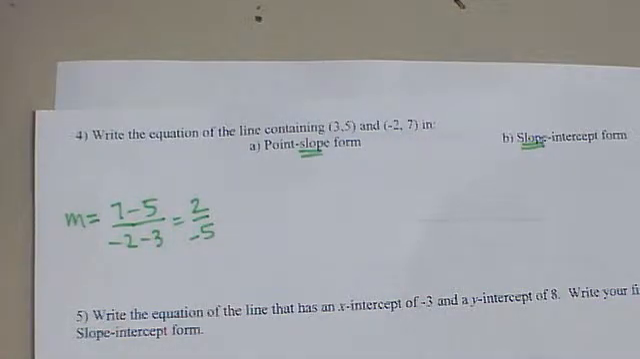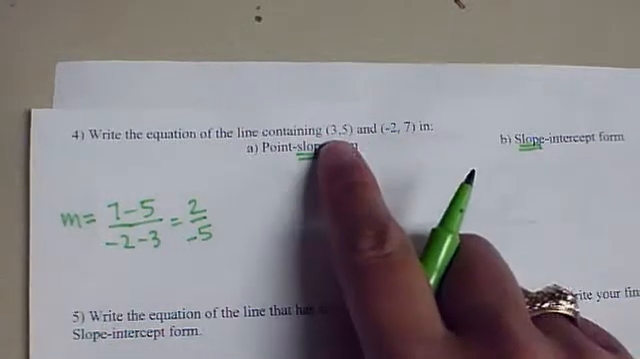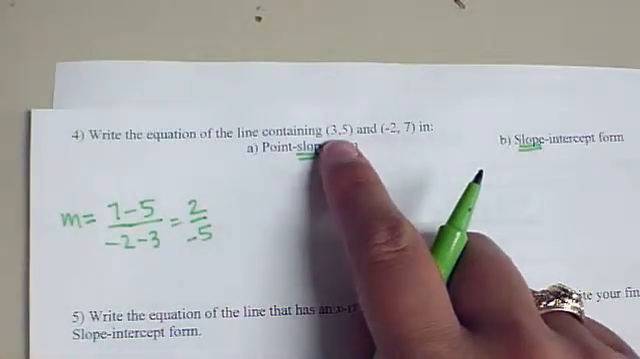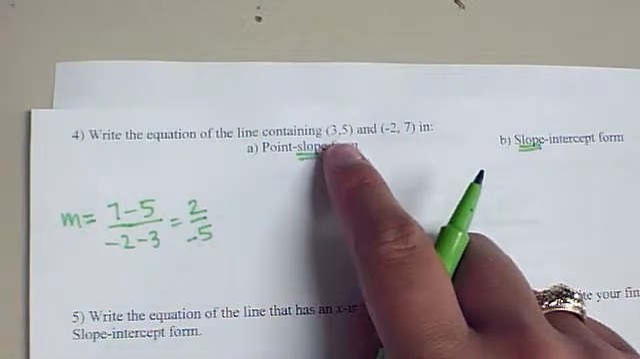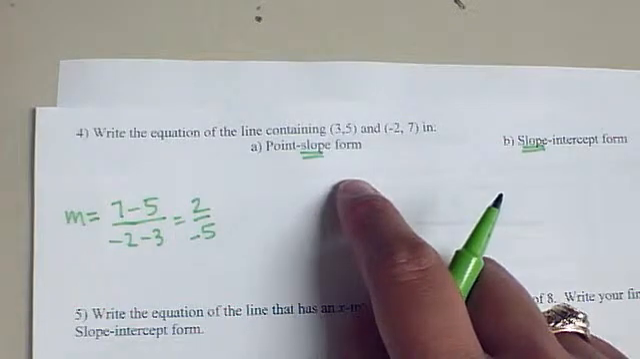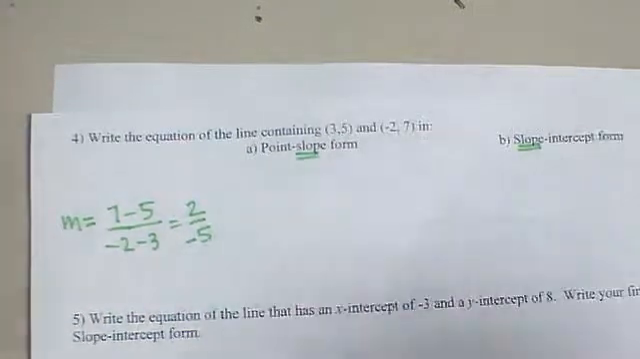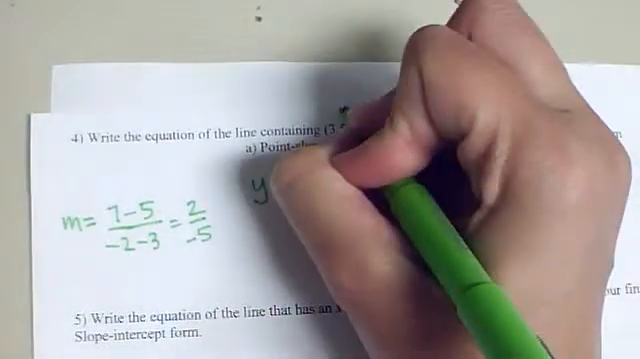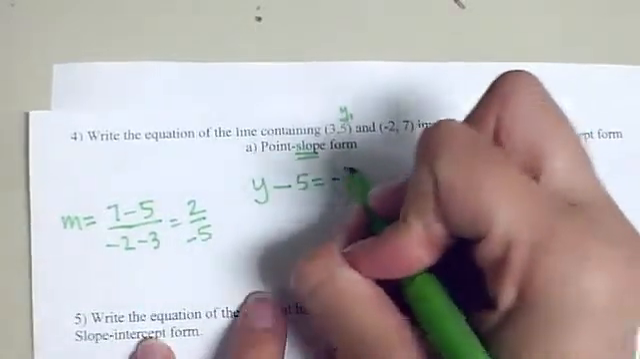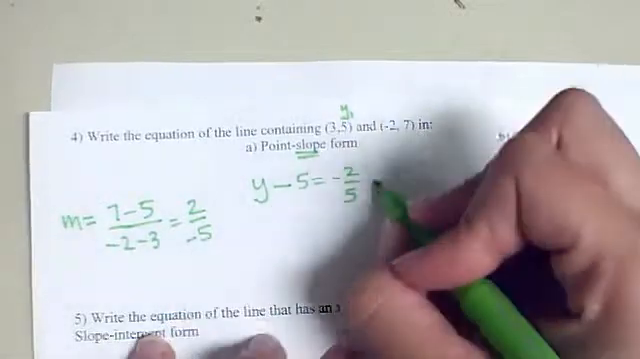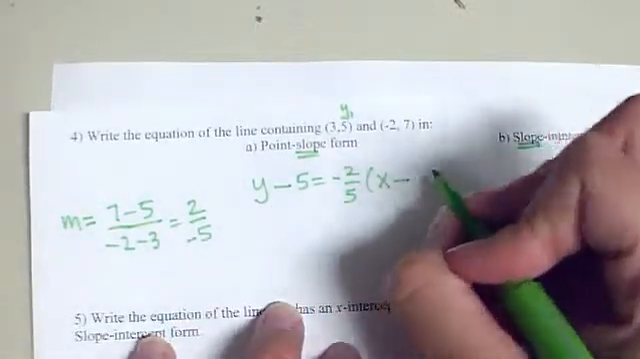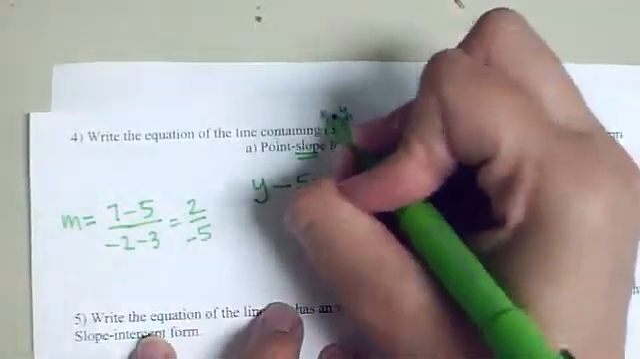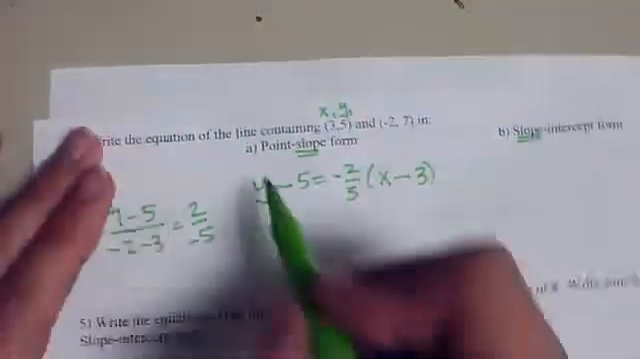To put it in point-slope form, I'm going to choose one coordinate or the other. It doesn't really matter. I'm just going to choose the first one since they're both positive. In general, the fewer negatives we have to mess with, the less likely we are to make a mistake. So I'm going to do y minus 5, that's coming from here, y1, equals negative 2/5, that's our m from right here, times x minus 3. That's our x1 from here. Now that's it for point-slope form. We're done.